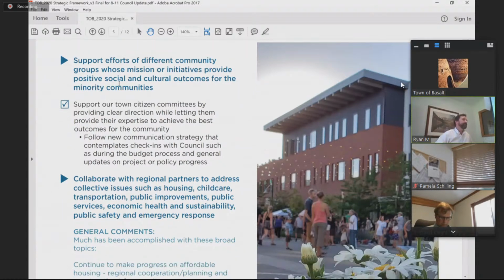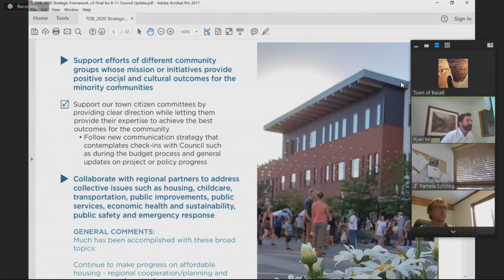Moving on here, supporting efforts of different community groups and whose mission or initiatives provide positive social and cultural outcomes. And so, under this, I think some of our community grants would fill in there, and collaboration with partner agencies. So we certainly rely on our partners to help provide services to different groups, and we'll be talking about our grants a little later. But we certainly rely on those nonprofit partners to help in this.